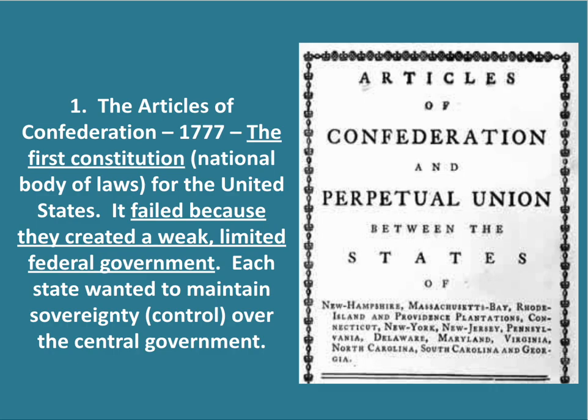When we actually get to the U.S. Constitution, it breaks up that confederacy, where the states are in control of their affairs, and gives that control to a central national government. That's a really important concept that we'll come to talk about. So just always remember that the Articles of Confederation created a weak, limited federal government. Ultimately, each state wanted to maintain sovereignty, as I said, control over the central government.